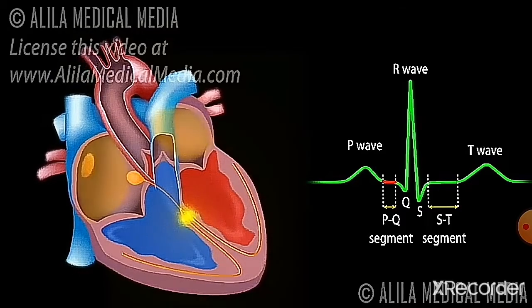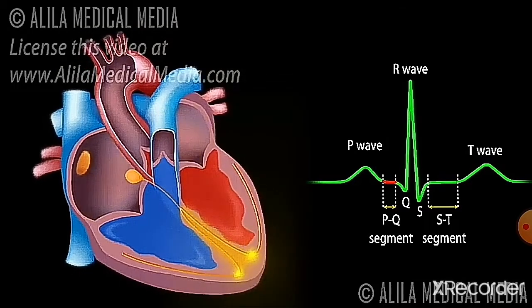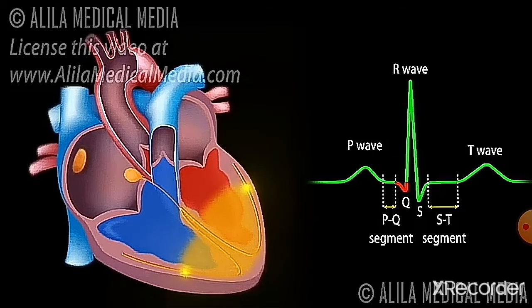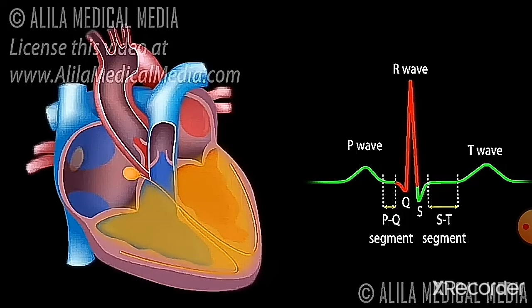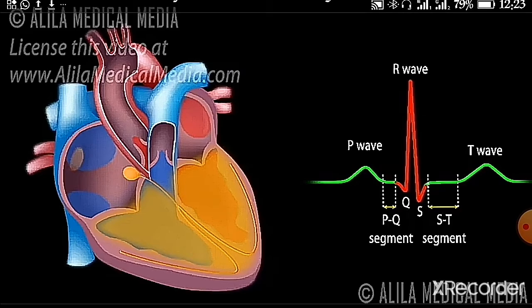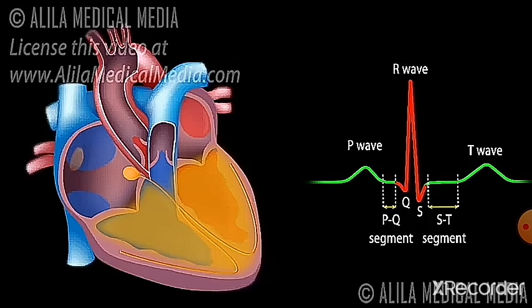So as you can see, the conduction of impulses has occurred from the SA node to the AV node, from the AV node to the AV bundle, and from the AV bundle to the Purkinje's fibers. Now the whole ventricles have been depolarized, and it is indicated by the QRS complex. Up to QRS, this depolarization has been completed.